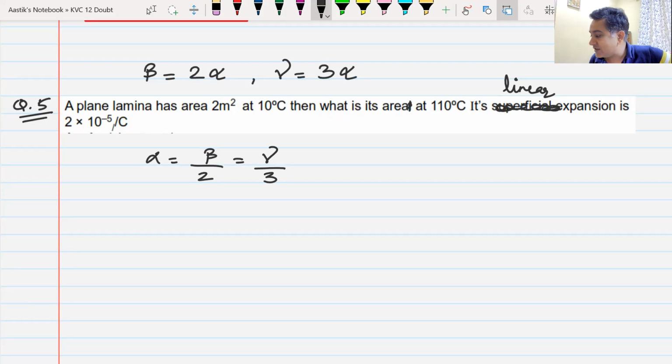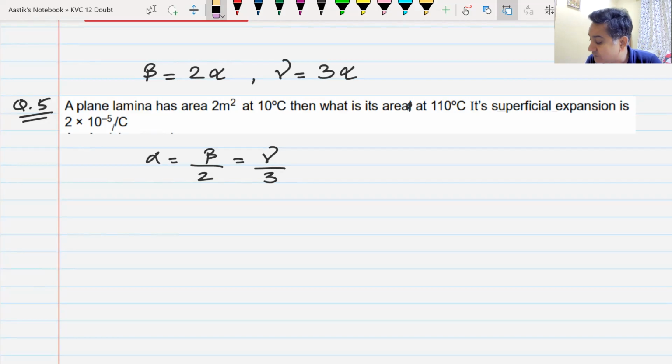That is the only variation they will do in this question. Otherwise, there is no variation possible in this universe. Right now, they have not done this, so they have straight away given you the superficial expansion. Normally, for solids, always linear expansion is given. So from there, you can calculate the superficial or areal expansion or the volume expansion.